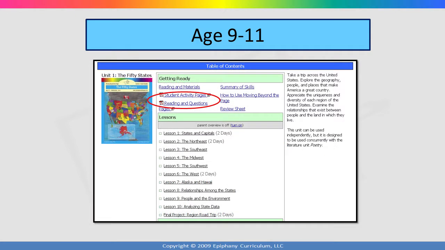If you are using the online version of the curriculum, you should also download and print the student activity pages and the reading and questions pages for the unit. If you do this from the table of contents page, you will have all of the pages you need for the 3-week unit ready before you get started.